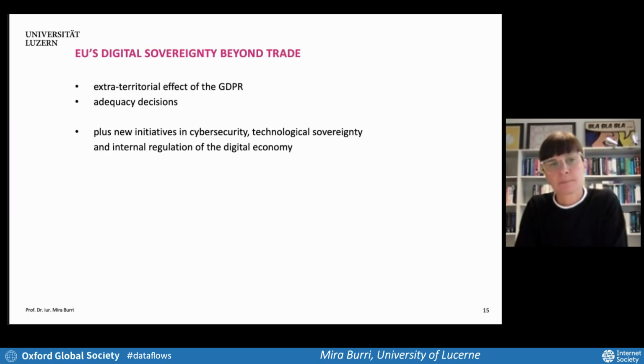Another way of exerting this Brussels effect, as it's called, is through the adequacy decision, which the EU adopts with individual states around the world, which have to provide an equivalent level of data protection in their own territories. And we have this agreement with the UK, Japan, and others. And the EU is really pushing for more of those adequacy decisions.